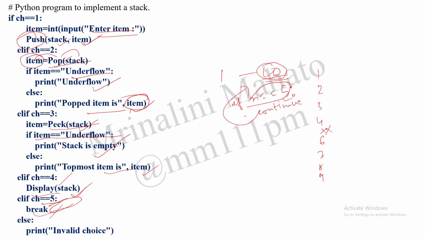So this is how continue works. And break means, if you do it like this: if n equal to 5 and then break, then what happens?